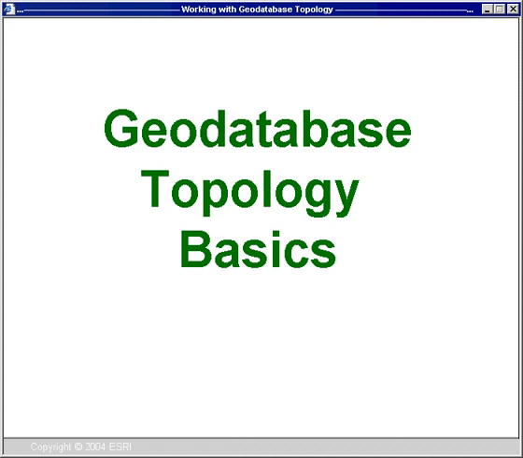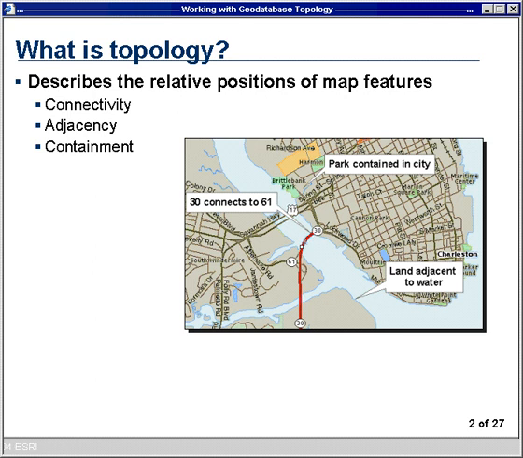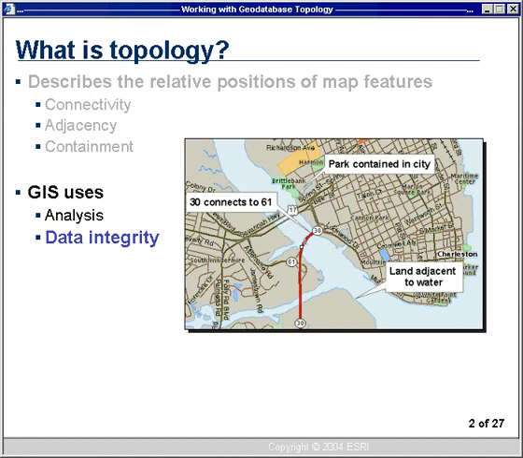Geodatabase Topology Basics. So you might ask, what is topology, and why is it important with GIS? It describes relative positions of map features. For example, connectivity: Highway 30 connects to Highway 61. You have adjacency: the land is adjacent to water. You also have a park that's contained within the city boundary here. So those are some examples of spatial relationships in the real world that you might want to try to model in your data. As far as GIS uses go, as far as analysis is concerned, all the analysis tools work the same whether your data has a geodatabase topology setup or not.